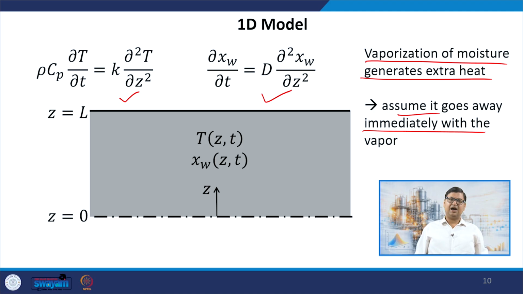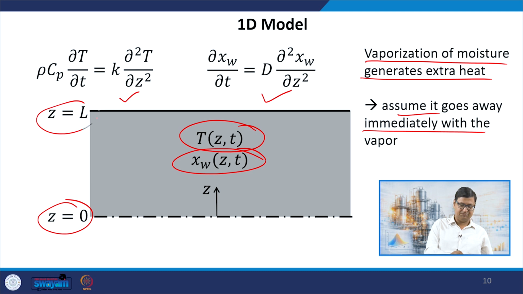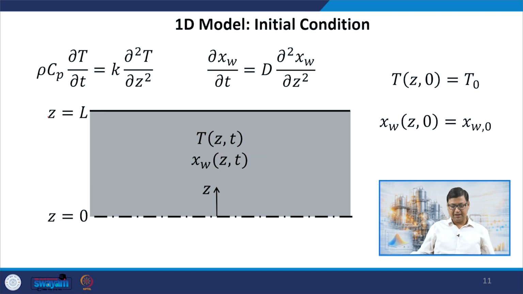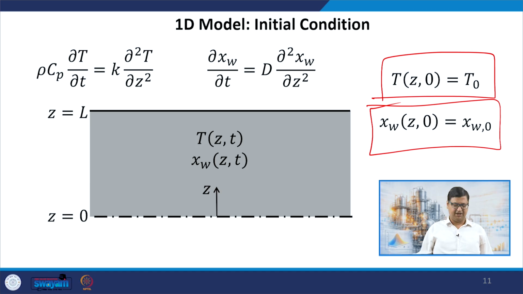So now we are doing it for half the domain, and we have basically two variables to solve for: temperature as a function of z and t, and the moisture content as a function of z and t, and we are solving in the domain going from z equal to 0 to z equal to L. Now, we can worry about the initial conditions. So, we assume, as I said in the problem, that at time t equal to 0, the temperature is uniformly T naught, and the moisture content is something like xw0 to begin with.